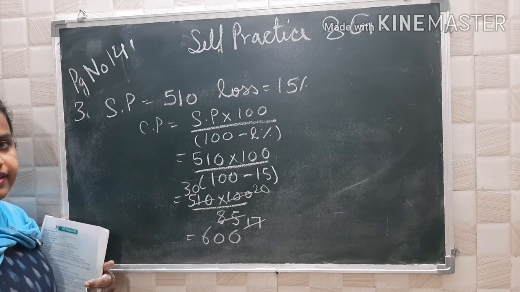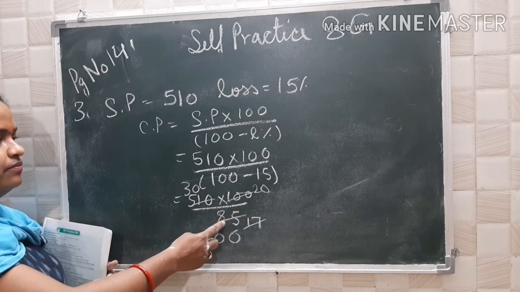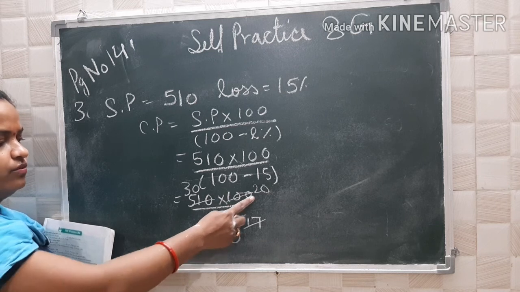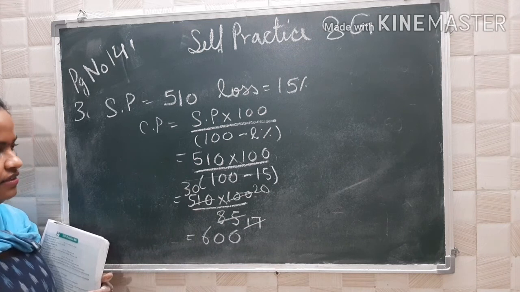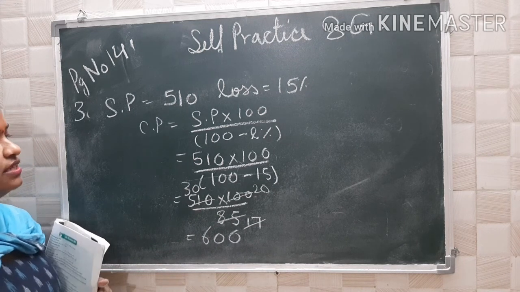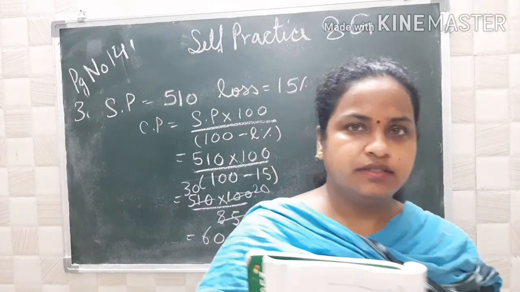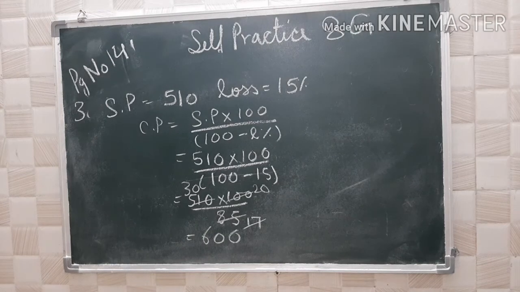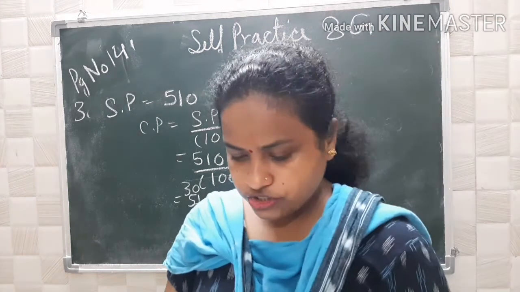So 510 into 100 upon 100 minus 15, 510 into 100 upon 85. 5 20s are 100, 5 17s are 85, 17 30s are 510. So 30 into 2 is 60. That will be 600. What will be the CP here? Rupees 600. Clear, students? Is it clear to you all? Now move to question number 4.